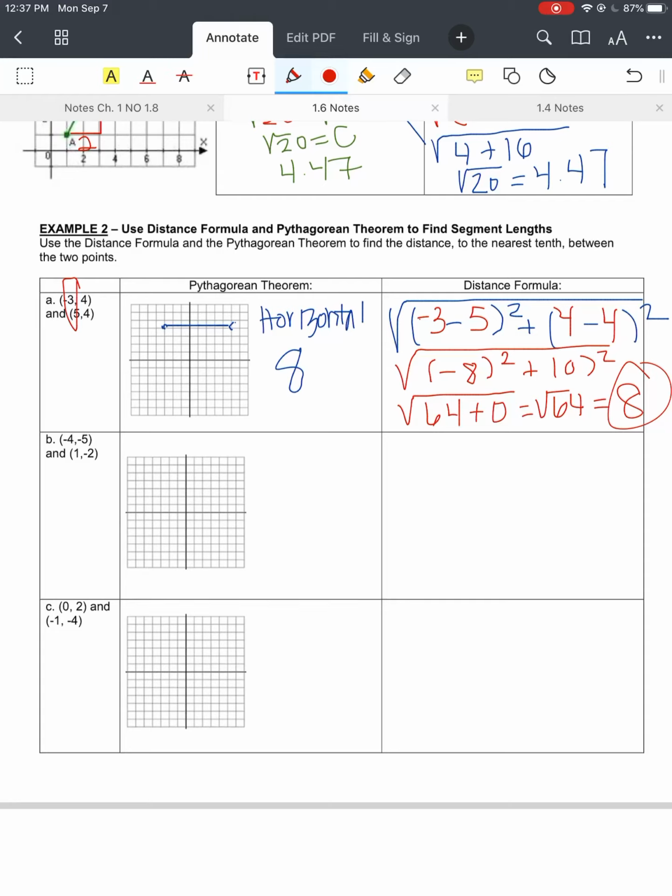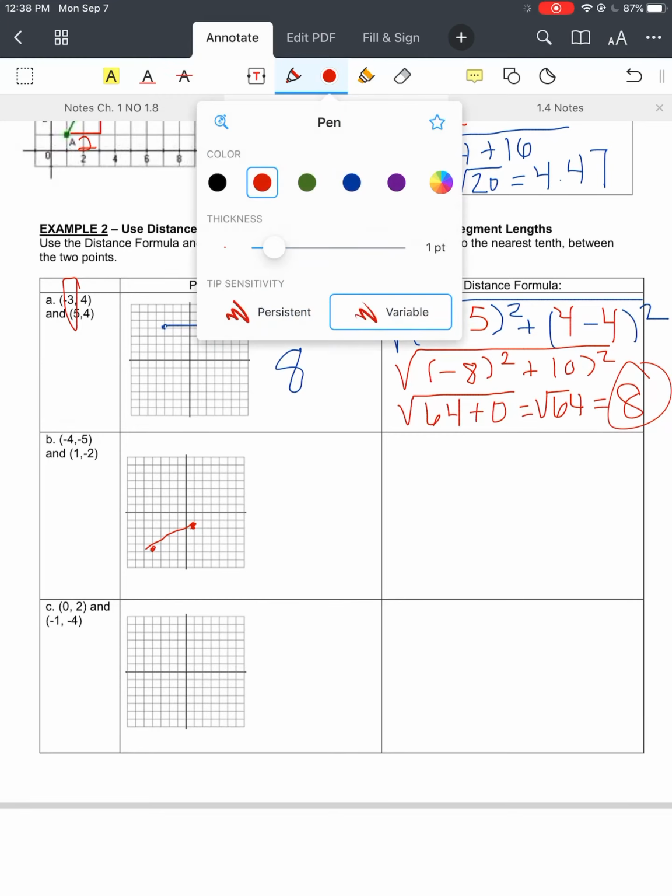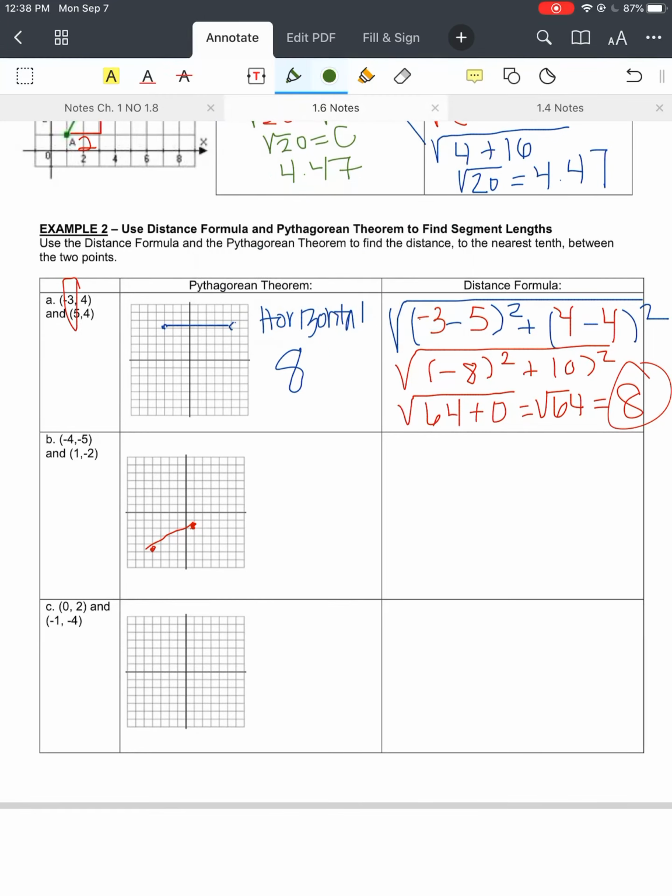So letter B, I have -4, -5 is my first point. So I'm going to go left 4, down 5. All right. Then my other point is 1, -2. Right 1, down 2. So this is the line I'm trying to find. Notice it's neither horizontal nor vertical, so I definitely can't just count like in letter A.